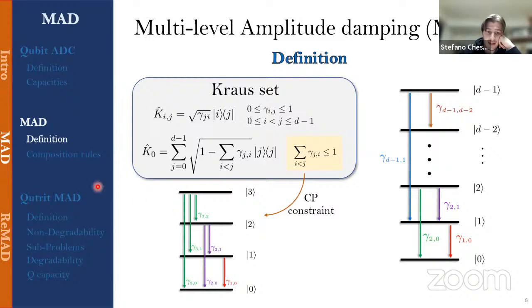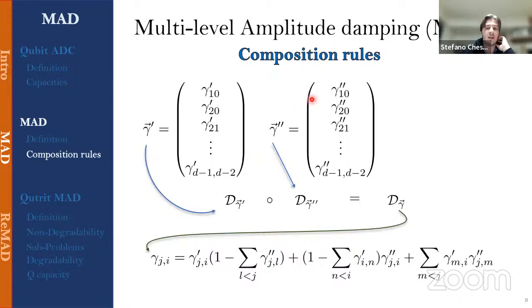And by studying the properties of this new class of channels, we found out that they are closed under channel composition, in the sense that if we take two different multi-level amplitude damping channels, each one with its own array of damping parameters, then their composition is still a multi-level amplitude damping channel with an array of damping parameters given by this composition rule, which is not important to remember now, but we have to remember just the fact that they are closed under channel composition.